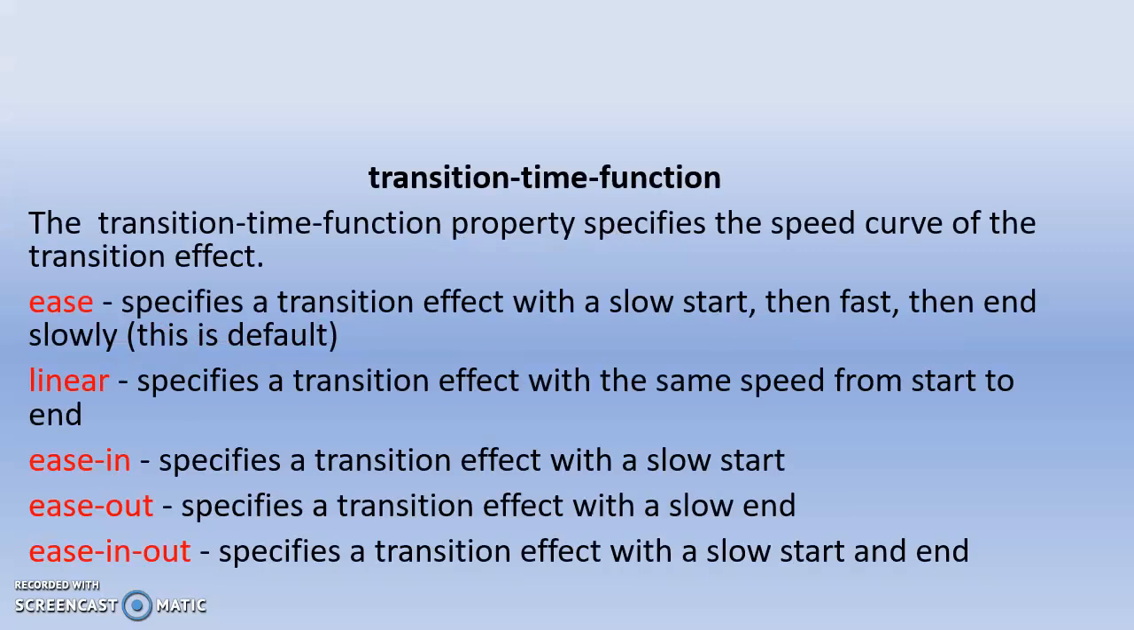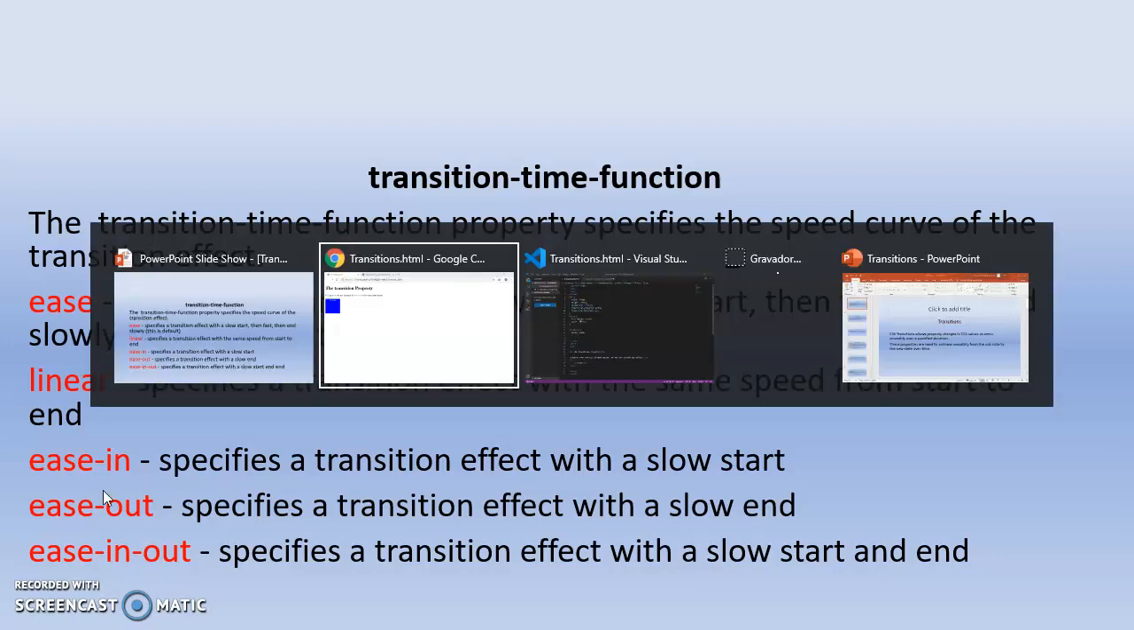The transition timing function property specifies the speed curve of the transition effect. Ease specifies a transition effect with a slow start, then fast, then ending slowly. This is the default. Linear specifies a transition effect with the same speed from start to end. Ease-in specifies a transition effect with a slow start. Ease-out specifies a transition effect with a slow end. Ease-in-out specifies a transition effect with a slow start and end.